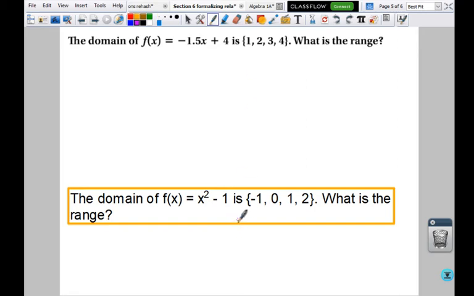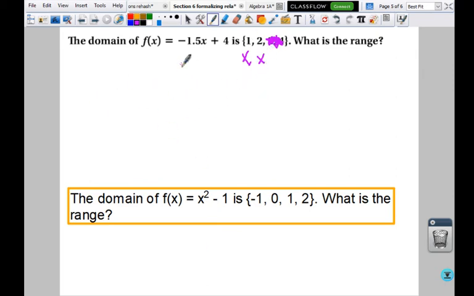Alright, let's shorten this up a little bit. Let's only plug in 2 different things on this one, just so we have a little more time. The domain of f of x equals negative 1.5x plus 4 is 1 and 2. What is the range? Same thing like before, I'm just cutting down numbers to save time. I'm going to have to plug in different numbers for x. I'm going to start with 1, and then I'm going to plug in 2.